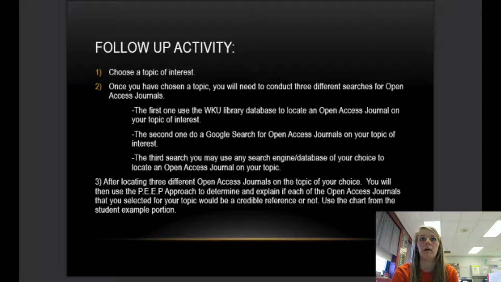The third step to this follow-up activity would be, after locating the 3 different open access journals on the topic of your choice, you will then use the 4-step PEEP approach to determine and explain if each of the open access journals that you selected for your topic would be a credible reference or not. You can use the chart from the student example portion. All right, thank you, and good luck with your assignment.